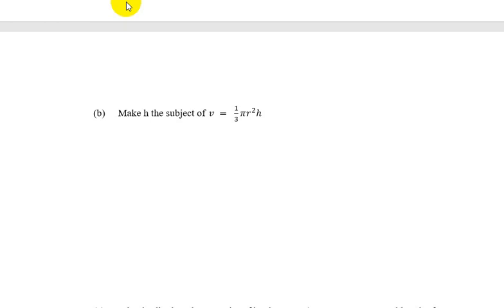But first, what we have to do, we have to clear the fraction, the 1 over 3. So how do we clear the fraction? Let's write the question again. So we are having V being equal to 1 over 3 pi r square h. So I multiply here by 3 and I multiply here too by 3. So this 3 here and this 3 here will go away. So we are going to get 3V being equal to pi r square h.